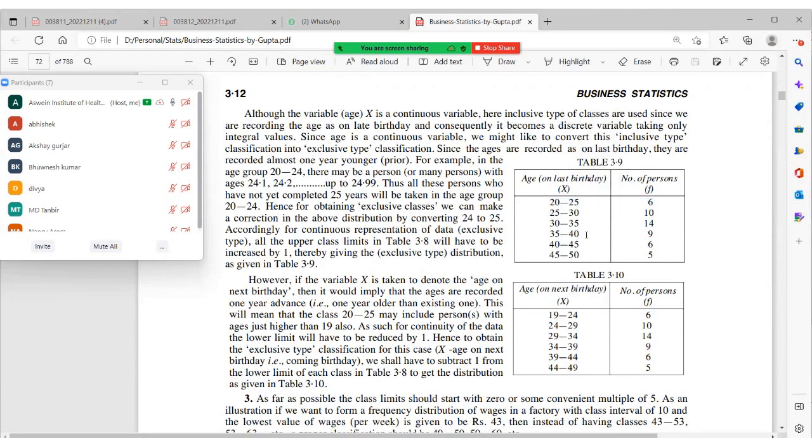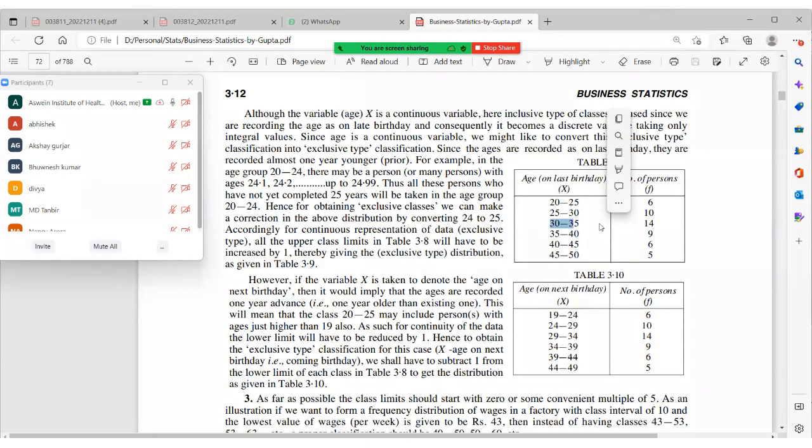Now, what you have seen initially, what we have done, is that if we take 20 to 25, then in the first class the upper limit is 25. So in the next class, it should be like 26 to 30 or 31, whatever. If there is a difference of 5, then obviously if we increase this number 25 to 26, then 26 plus 5 is 31. So 26 to 31, then 32 to this, and so on like this.